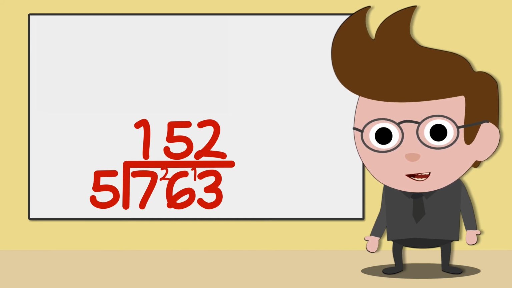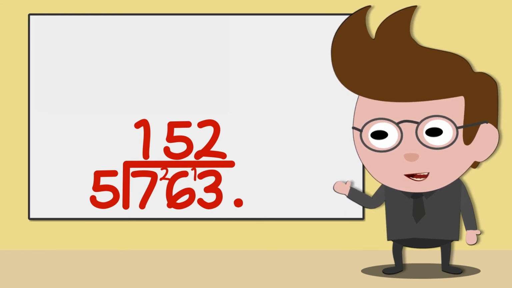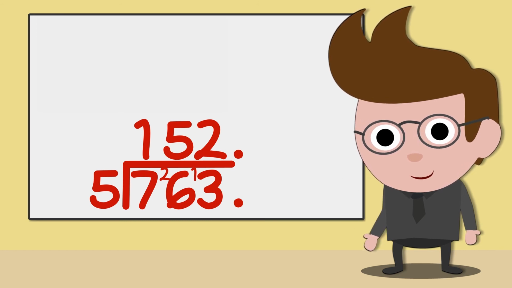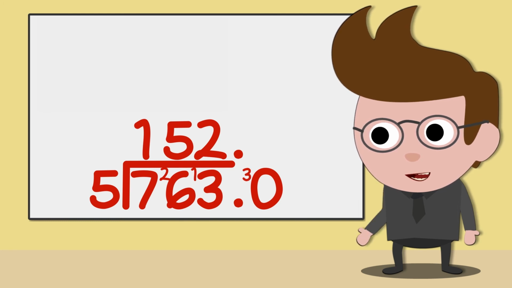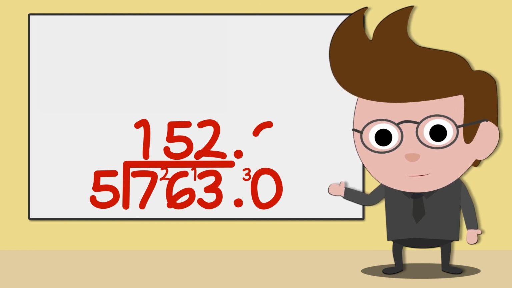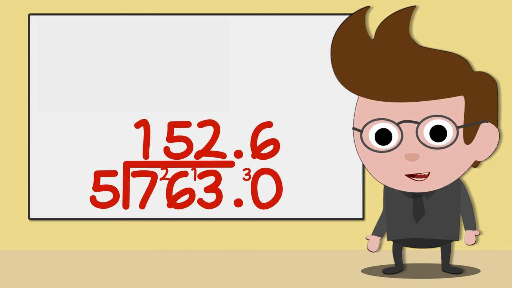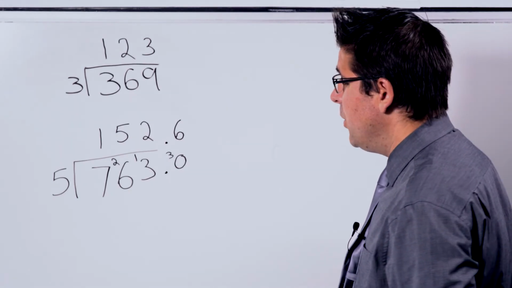If we wanted to express that as a decimal, we'd have to have a decimal point to indicate that we were moving into the tenths. And we take those 3 remaining ones and write them in the tenths column, giving us 30 tenths. 5s into 30 goes 6 times, giving us an answer of 152.6.